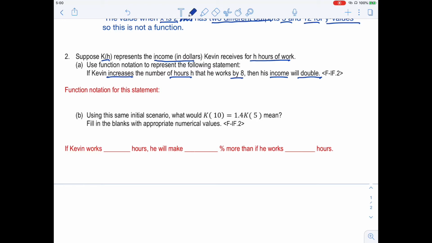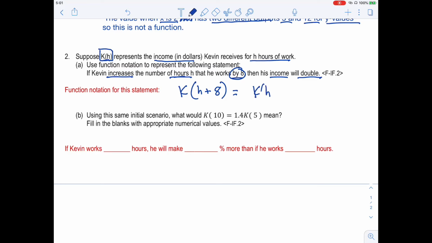Okay, so how do we write that? We know it's going to be K of H, because that's what they gave us for our function. So let's start with K, parentheses, of H. Kevin increased the number of hours by 8, so we add 8 to our hours. So our hours plus 8. And then his total income will double.